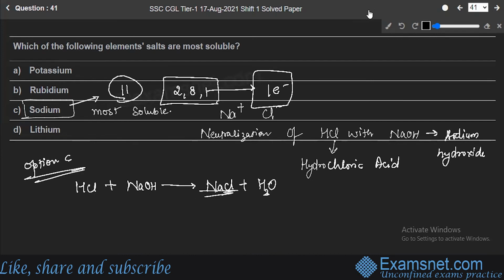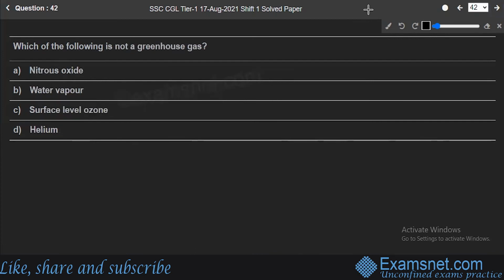Let's move to the next question, number 42. Which of the following is not a greenhouse gas? Is it nitrous oxide, water vapor, surface level ozone, or helium? The very obvious answer to this question is helium. Helium is not a greenhouse gas.